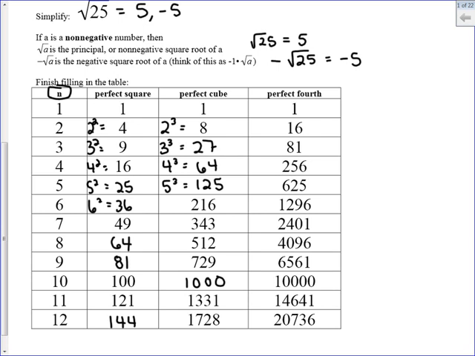And then perfect fourths, these are all the numbers you could evenly take, you get a nice integer answer, your fourth roots. So now we're at 2 to the fourth, 3 to the fourth, 4 to the fourth, and so on down that list.